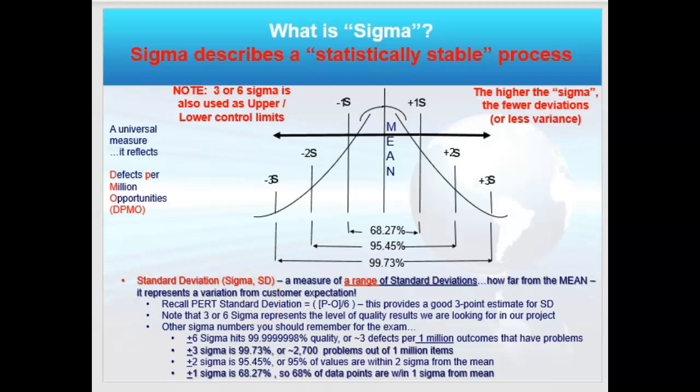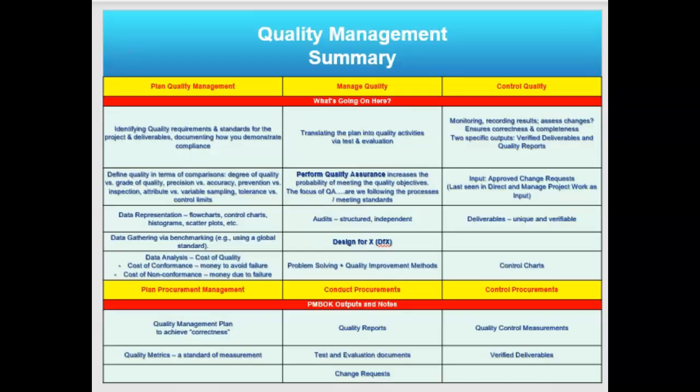Here's a great one-slide summary of the 3 processes. Again, like all the other summary slides, review it for yourself. But here's what's happening within plan quality management, within managed quality, and within control quality. And these are the major outputs in plan quality, managed quality, and control quality.